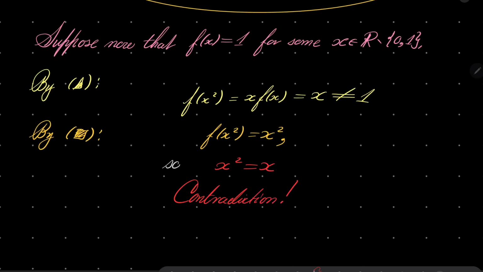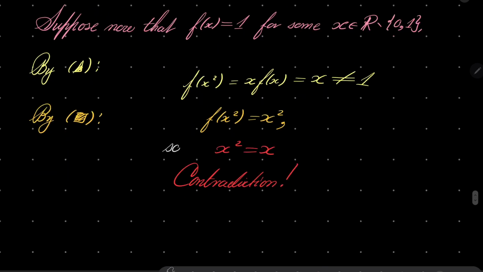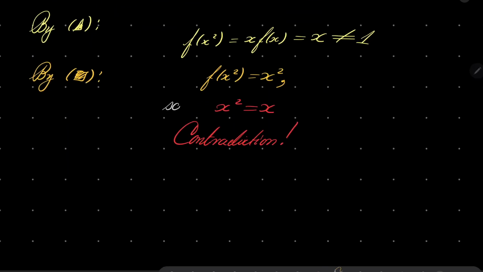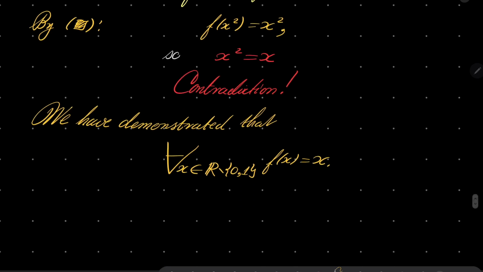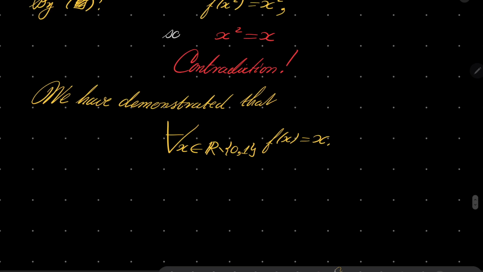It's a contradiction, which means that our condition, which I marked square, can be written in a strengthened way. We have demonstrated that for every real number x which is not 0 and which is not 1, f of x is x. Well, and what about 0 and what about 1? Because it's almost the identity function.